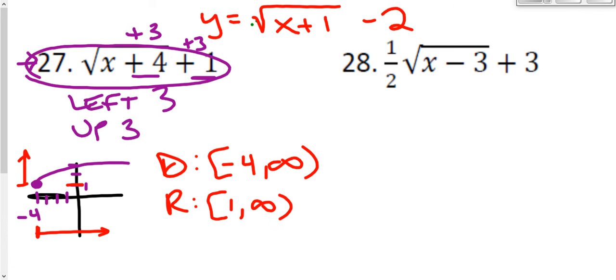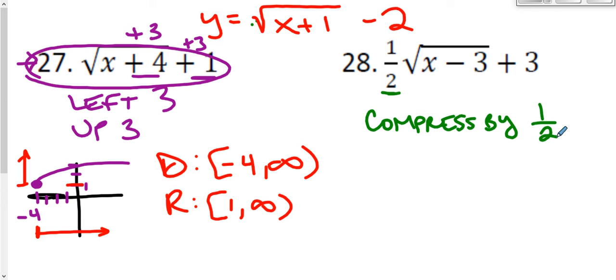Now we just have one question left to take a look at. This last one, if I compare it to my original function that had nothing in front of the radical, we have this 1/2, and it has been multiplied. So that's going to be a compress, because it's a fraction, by 1/2. After that, we take a look inside our radical. We had a +1 before, now we have a -3. To get from a +1 to a -3, we have to subtract 4. That would move us to the right 4.